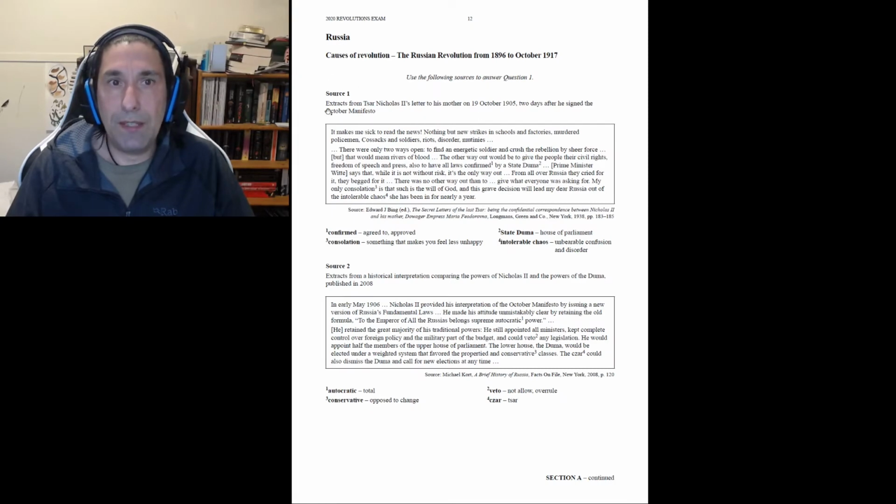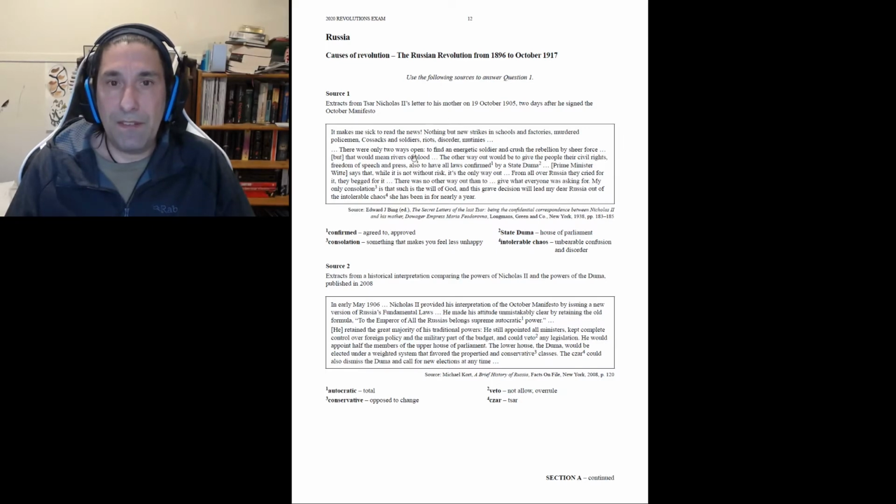So source 1, we've got a little summary of it up here. Extracts from Tsar Nicholas II's letter to his mother on the 19th of October 1905, 2 days after he signed the October Manifesto. So this is all about the October Manifesto. Source 2, extracts from historical interpretation, comparing the powers of Nicholas II and powers of the Duma, and have a quick scan through here. And we can see that this is about the fundamental laws. So the October Manifesto and the fundamental laws.